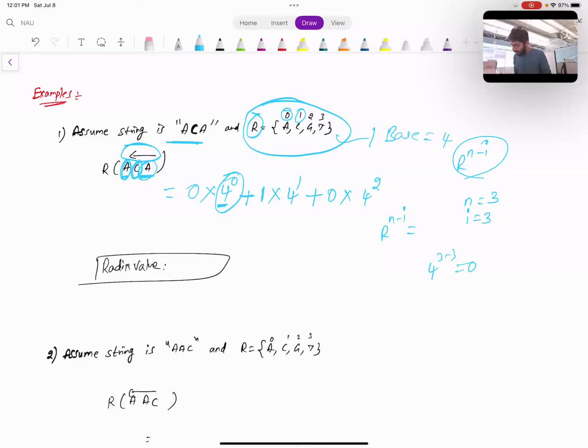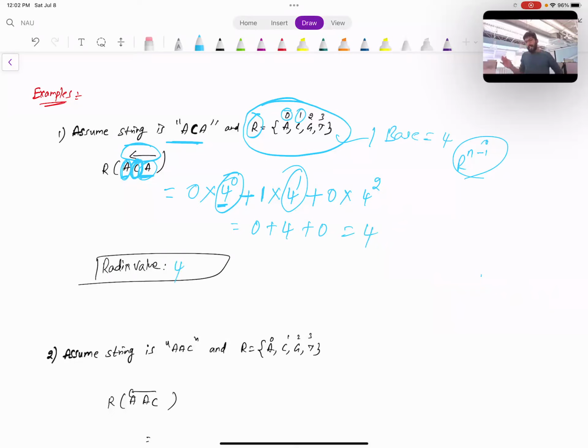Next, when I come to this character, what is my i now? i is 2, right? Because i got decremented. So now what is 4 power n minus i? It is 4 power 3 minus 2, which is nothing but 4 power 1. That's why here it is 4 power 1. So this is how the exponent keeps on increasing. Even if you don't understand this formula, just remember that the exponent keeps on increasing. If the base is 4, the first one will have 4 power 0, then 4 power 1, 4 power 2, it keeps on increasing. So now what is the result here? 0 into anything is 0, plus 1 into 4 power 1 is 4, 0 into something is 0. So this is 4.